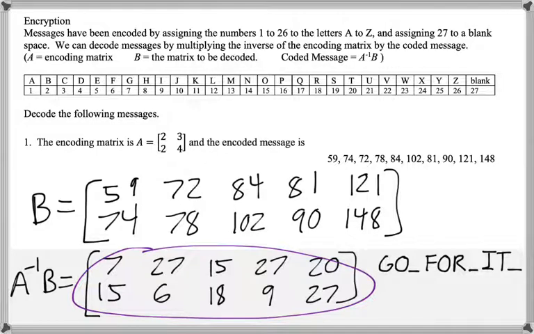Now you'll notice that we had an extra space at the end here. This was really used so that the message would fill up the matrix.